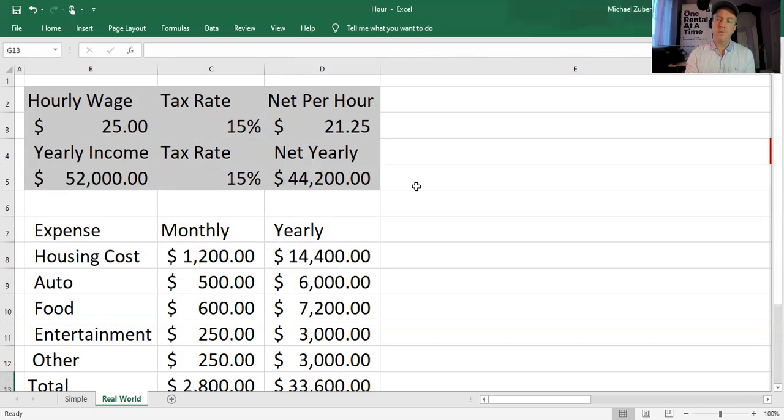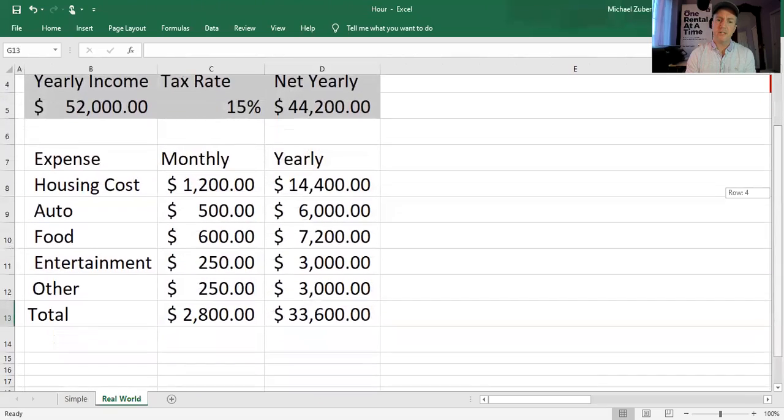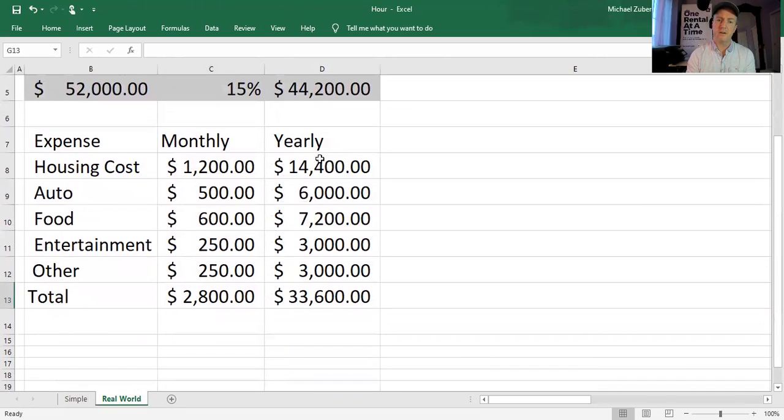Okay. Now this is where the real world comes in. What I want you to do is deduct basically yearly, but they're usually broken down monthly, expenses. In this case, I assumed you had $1,200 rent or a mortgage payment. You had $500 in auto costs. Maybe that's a payment and some gas.